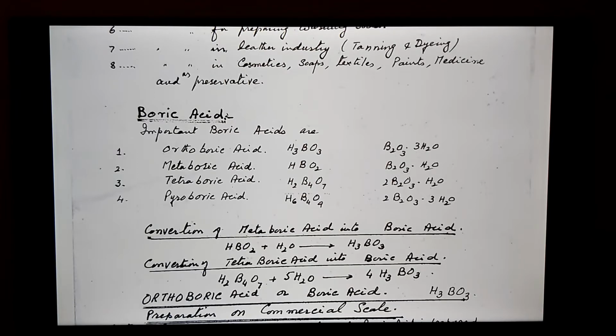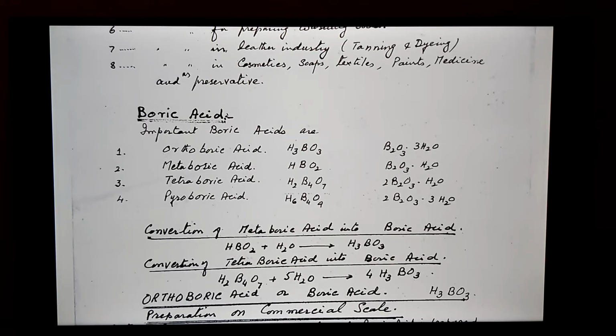Yesterday we finished Borax. Continuing the same chapter 3, I start with boric acid. We have four important boric acids, namely orthoboric acid, formula H3BO3. There is another way of writing it, B2O3 plus 3 water molecules. Second, metaboric acid, HBO2, we can also write it as B2O3 and a single water molecule.